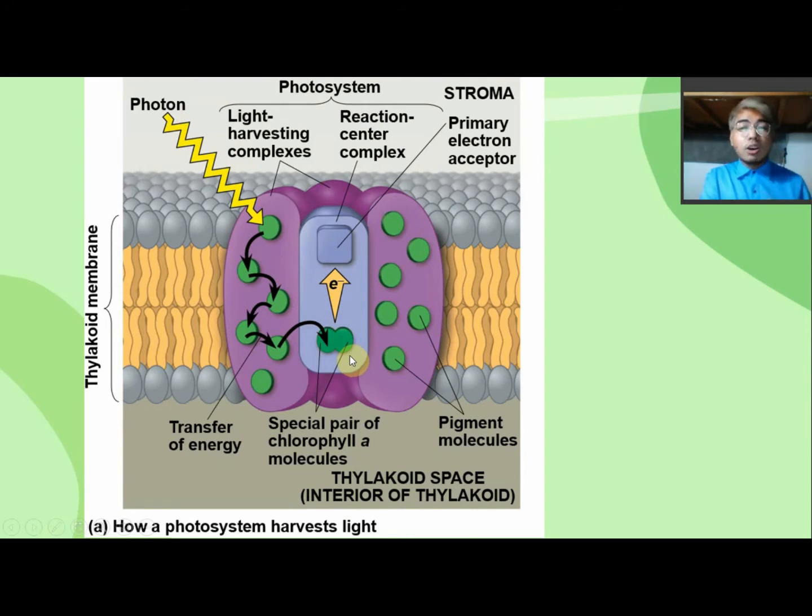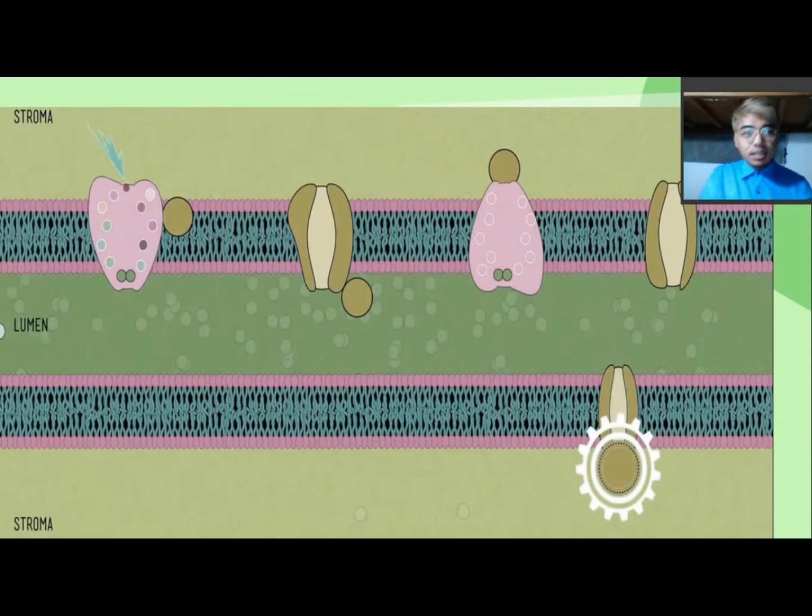Now the question is, where is the source of those electrons? Those electrons were sourced by the process known as photolysis. Photolysis happens on the lower portion of the photosystem. In photolysis, the water molecule is split, and oxygen is released into the atmosphere, while the hydrogen ions remain in the lumen, and the extra electron will be utilized on the reaction center complex.